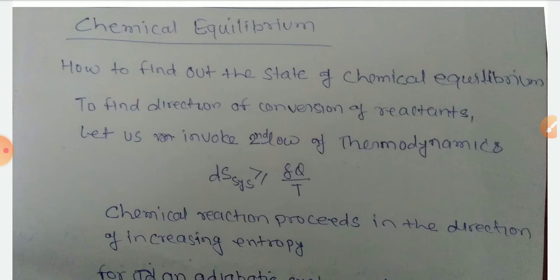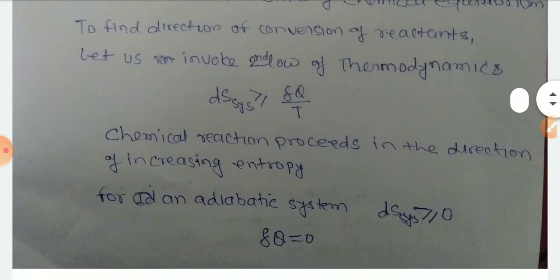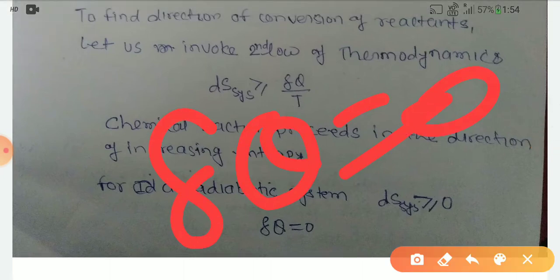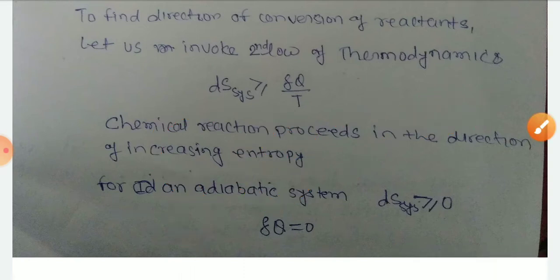So here I am using the second law of thermodynamics. The chemical reaction proceeds in the direction of increasing entropy. For an adiabatic system, you can write del S of the system is greater than or equal to 0. That means dq is 0 because it is an adiabatic process, so the heat transfer of the system does not change. Heat is not transferred from the body, so that's why it is 0.